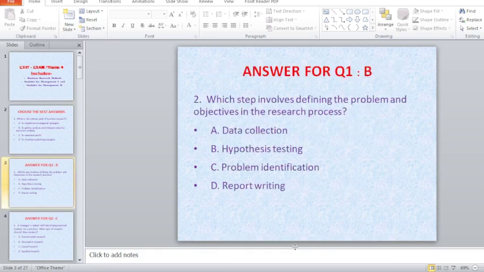Question number 2. Which step involves defining the problem and objective in the research process? A. Data collection. B. Hypothesis testing. C. Problem identification. D. Report writing. Choice C, problem identification. Problem identification involves defining the problem and objective in the research process.